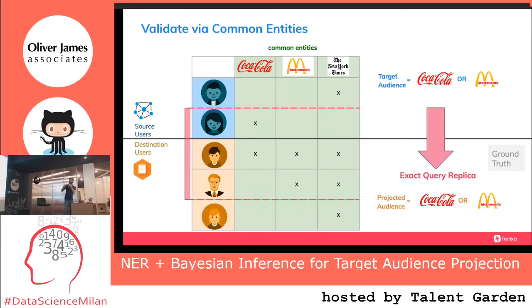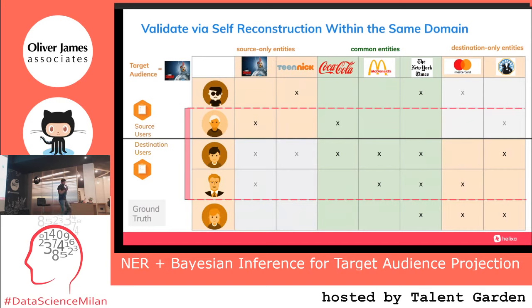Okay, we're gonna see a few techniques. The most straightforward one is to validate on common entities, because let's suppose in this example the target audience is everybody who has interacted with Coca-Cola or McDonald's on the social networks. Then you select the users, you project them in the destination domain, and then you repeat exactly the same query in the destination domain, so you have the true persons who have actually responded true to Coca-Cola. Yes, I drink Coca-Cola. Yes, I eat at McDonald's. And then you have the predictions of the projection. So because you have this information available, you can ignore it, make the projection, and then just compare the two results. That's the easiest one.